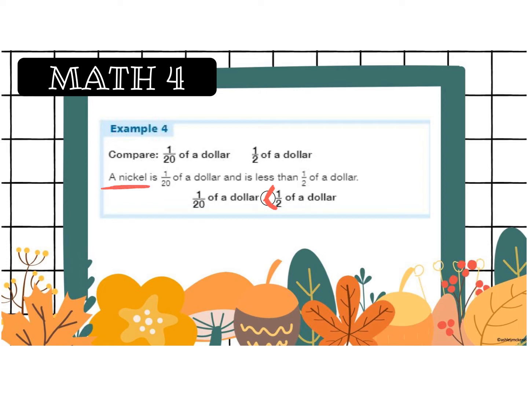5 cents. Okay, so if a 20th of a dollar is 5 cents, that is definitely less than half of a dollar, which is 50 cents.